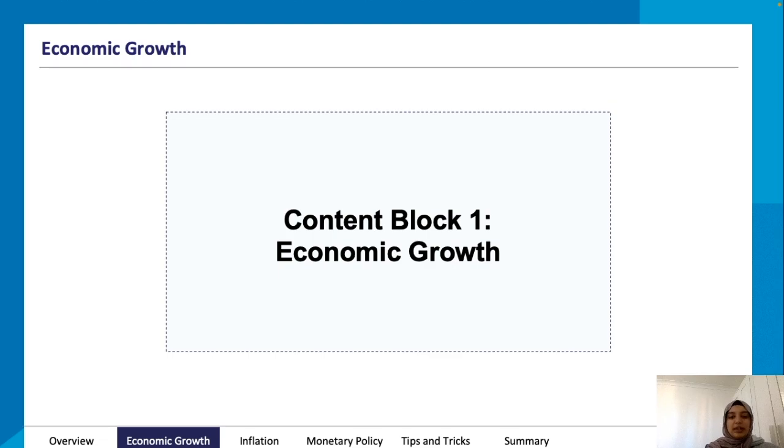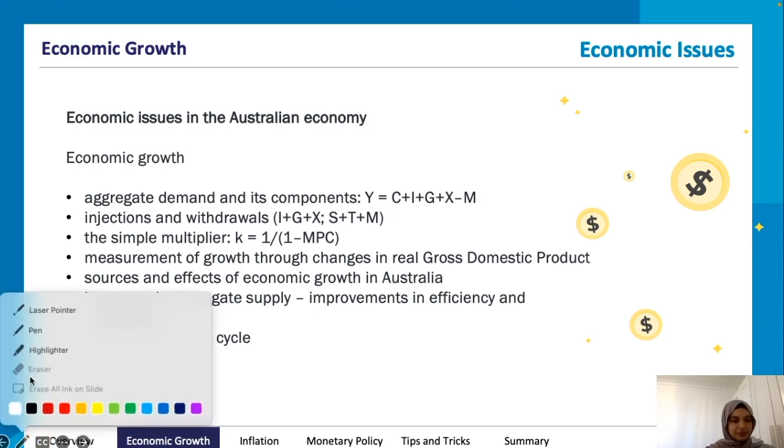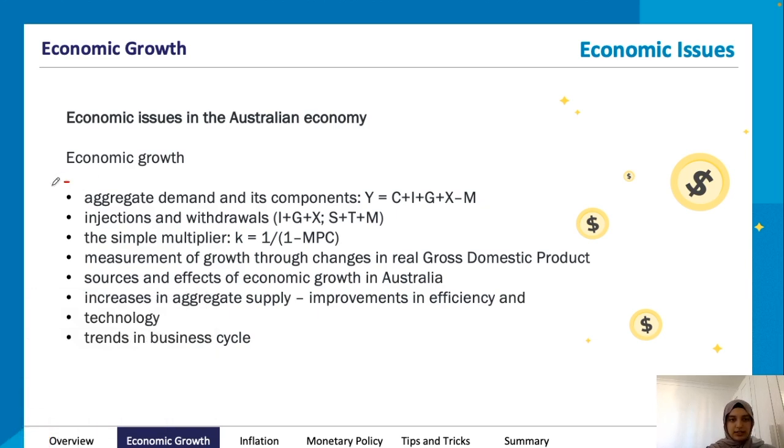So, content block 1, let's look at economic growth. So, economic issues in Australia's economy. Here's just a sort of snapshot from what the syllabus is saying is important. So we've got aggregate demand and its components. We've got injections and withdrawals, so I, G, X, S, T, M, the simple multiplier and how to calculate it, measurement of growth through changes in real GDP, sources and effects of growth in Australia, the increase in aggregate supply, and trends in the business cycle.